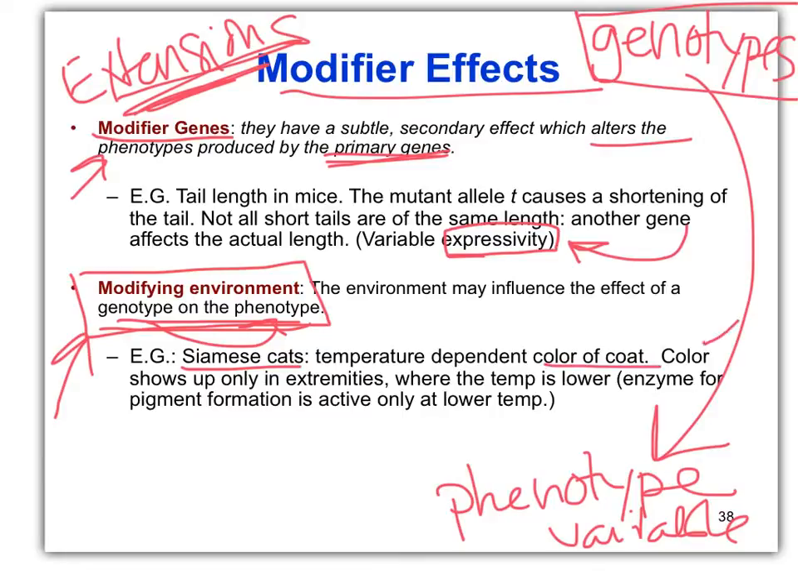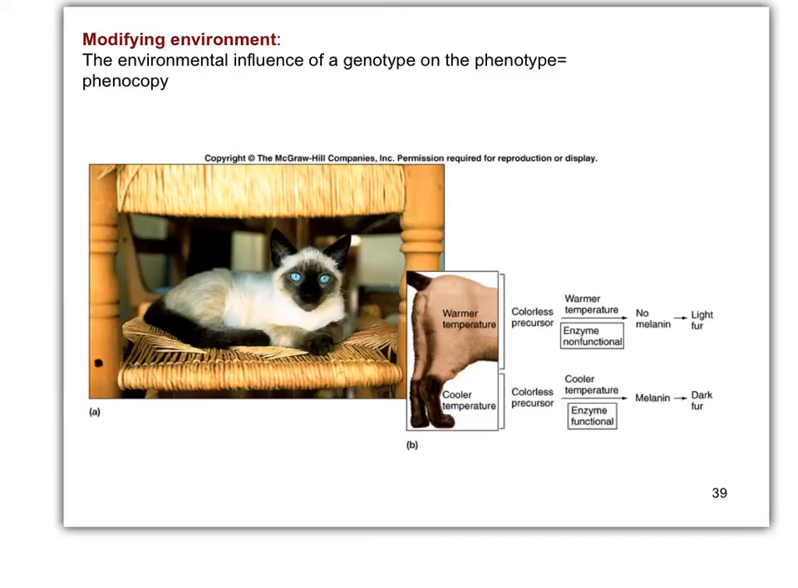So the dark pigment color only shows up in the extremities where the temperature of the skin is lower. So essentially the enzyme that causes pigment formation, or changes one molecule into the final version of the pigment, is only active at lower temperatures. Let's look at an example. Here we are. We call that a phenocopy when an environment influences the genotype on the phenotype. And so you can see in the Siamese cat, wherever there's cooler temperatures is where we get the dark color.